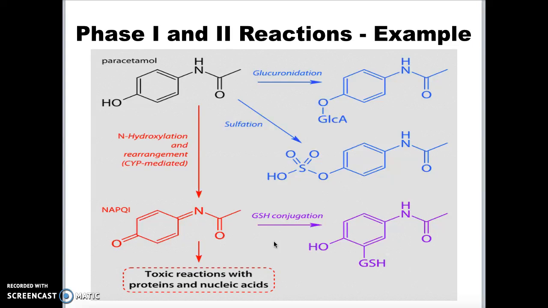But there are certain activities that can decrease your glutathione content, such as alcohol consumption. So if your glutathione content is depleted here, and you take a drug such as Tylenol that has this phase 1 metabolism, you really have the risk of building up these reactive intermediates, which can be very toxic. In this case, it's toxic to the liver. So this is why doctors tell you not to take Tylenol when you've been drinking alcohol.